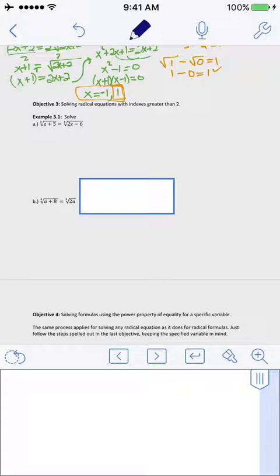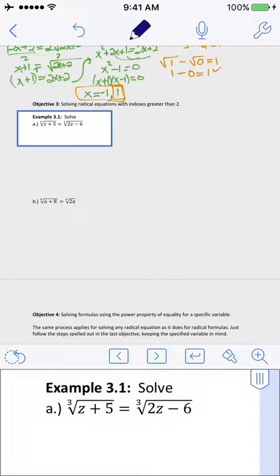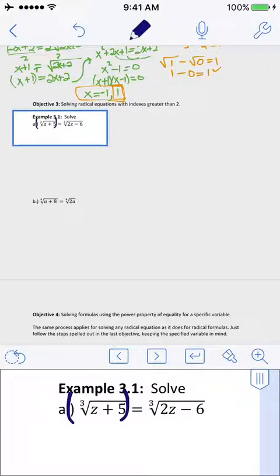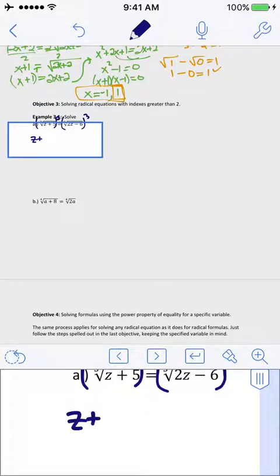The next thing we're going to talk about is higher powers. Same thing though. The rule applies to both squares and higher powers, so we don't need to worry about anything changing. If I have a cube on both sides, I can just take the cubes of both sides, right? So I get z plus 5 is equal to 2z minus 6.